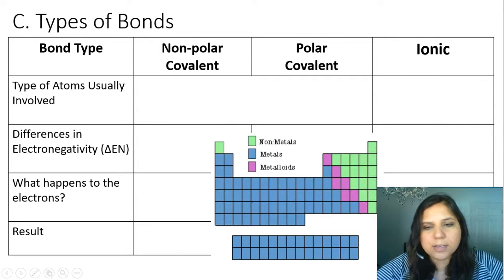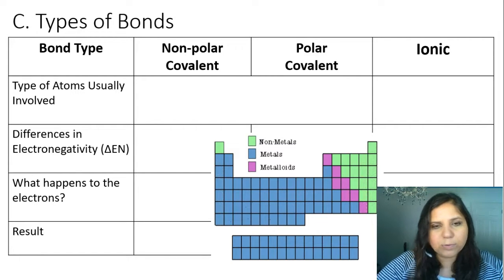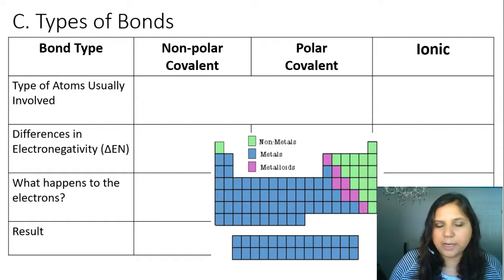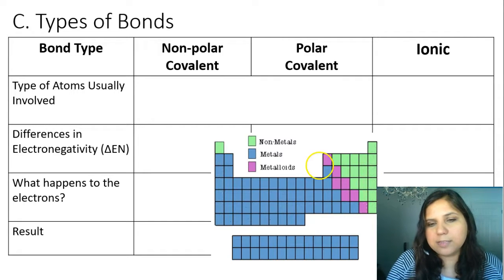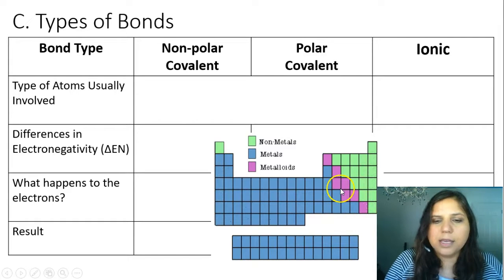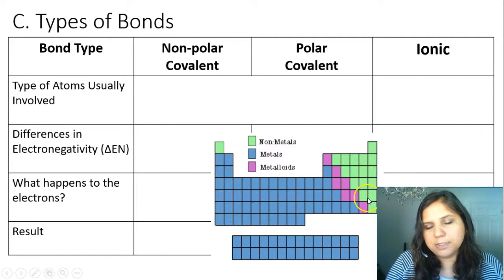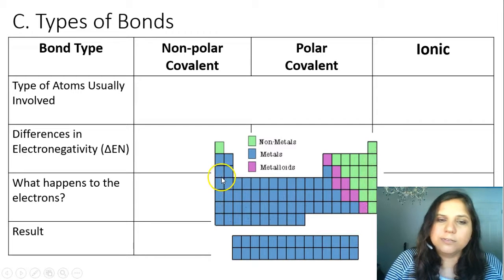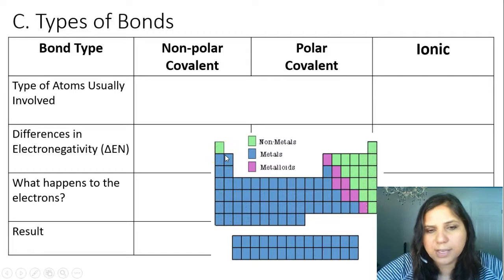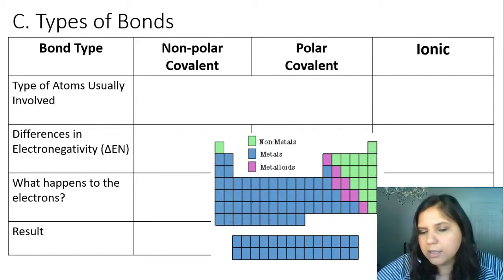Okay, here is something that should look familiar. It's where the metals and the nonmetals are on the periodic table. You have this staircase where the metalloids exist. To the left you have the metals, to the right you have nonmetals. And then over here you have hydrogen, which is a nonmetal, hanging out with the metals, and that's because it has one valence electron.